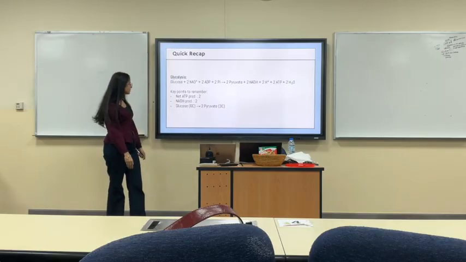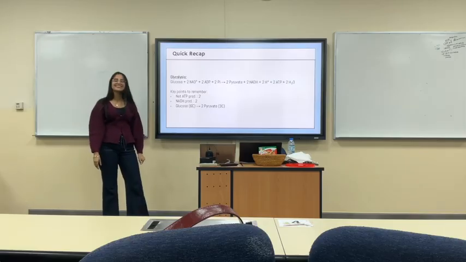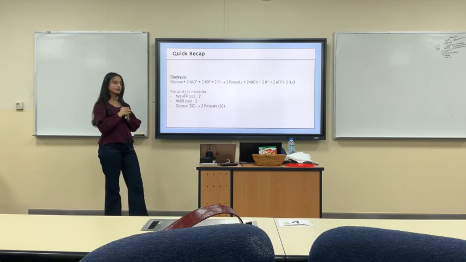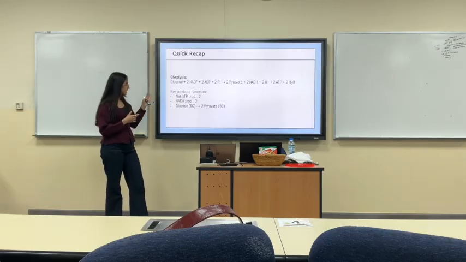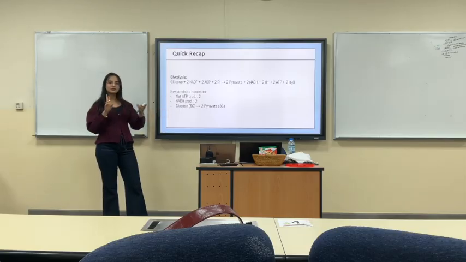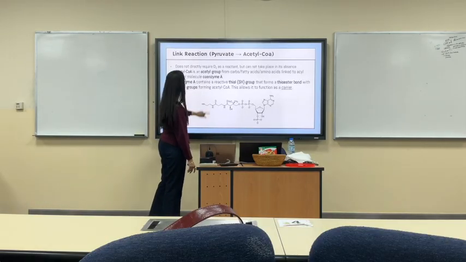And also we have 2 NADH produced. Does anyone remember in which reaction the NADH was produced? 6. 6, yes. And the glucose, which is 6 carbon atoms, is broken down into 2 pyruvates, each with 3 carbons. So these are the key takeaways you need to remember from glycolysis.